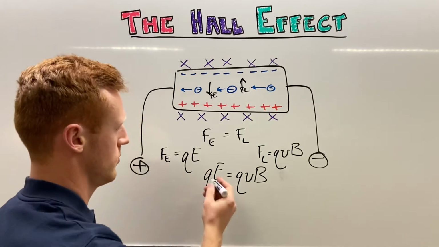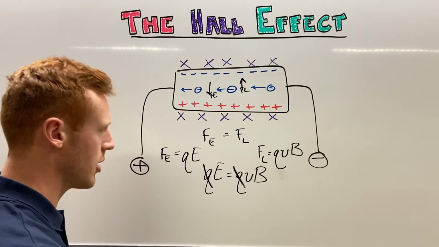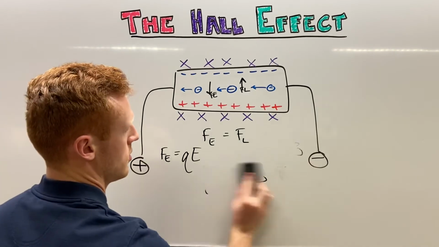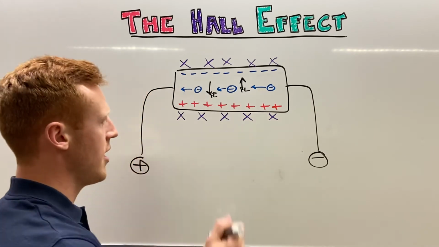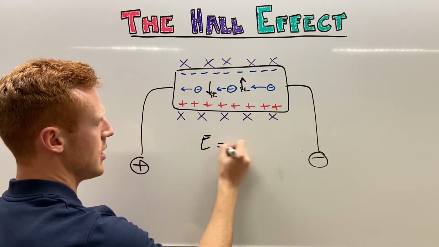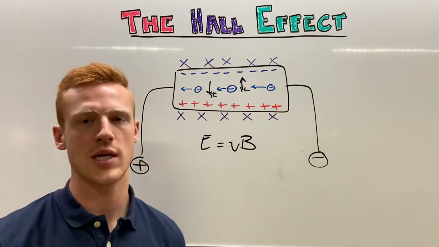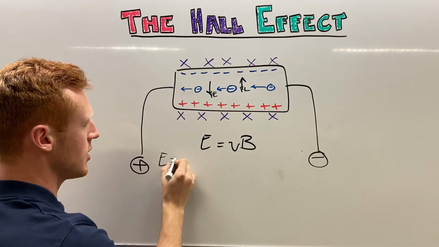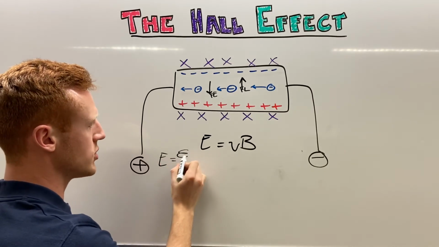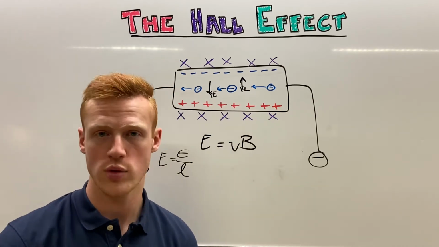Yeah, we got Q's on both sides. Let's get rid of them. So I'm going to clean this up just a little bit to give us more room. We have E equals VB. Now we still want to get the voltage that we can measure. Okay? And what does E, the electric field strength, describe? It describes the EMF voltage over the width of our plate or wire, whatever we're talking about.